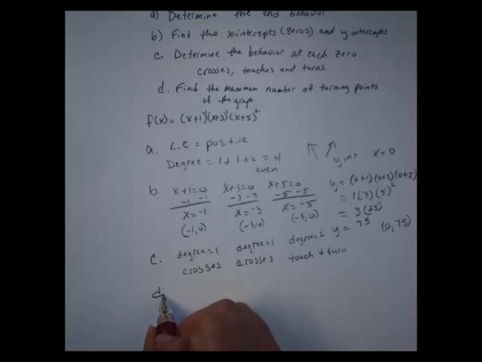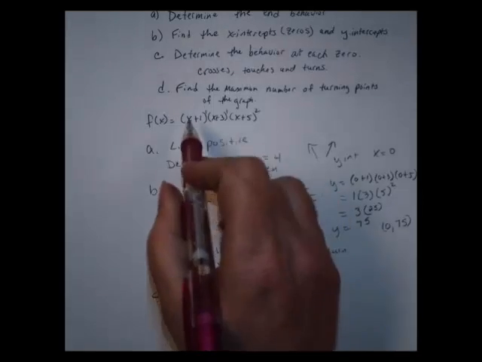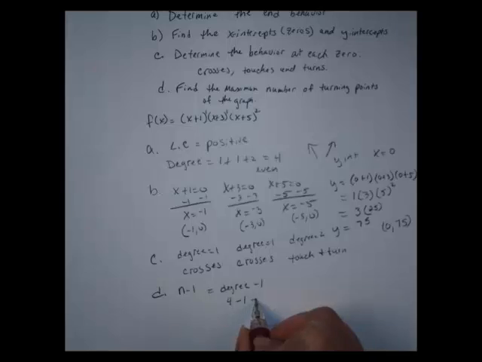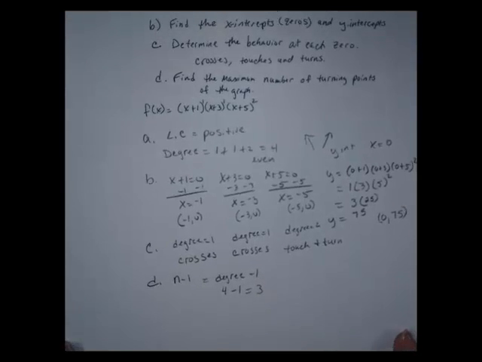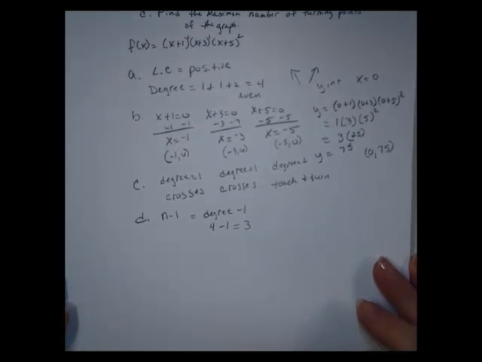All right, so D is the maximum number of turning points of the graph. The formula for that is n minus 1, and the n is the degree. So another way to look at that is the total degree, the degree of the entire function, minus 1. Our degree here was 4, so we're going to go 4 minus 1, which will get us 3. That tells us the maximum number of turning points on our graph will be 3. It's always going to be 1 less than your total degree.